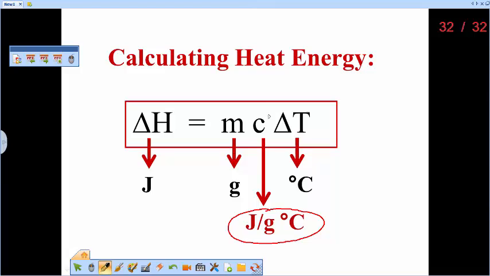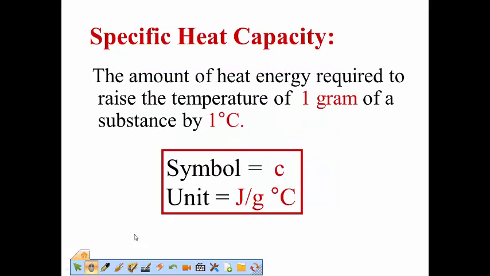And every single substance has a different specific heat capacity. It's determined by the bonding and the structure and the material that the substance is made out of. So it's the amount of heat energy that 1 gram of the substance can absorb before its temperature changes by 1 degree Celsius. So its unit is joules per gram degree Celsius, the amount of heat that 1 gram of a substance can absorb before its temperature changes by 1 degree Celsius.